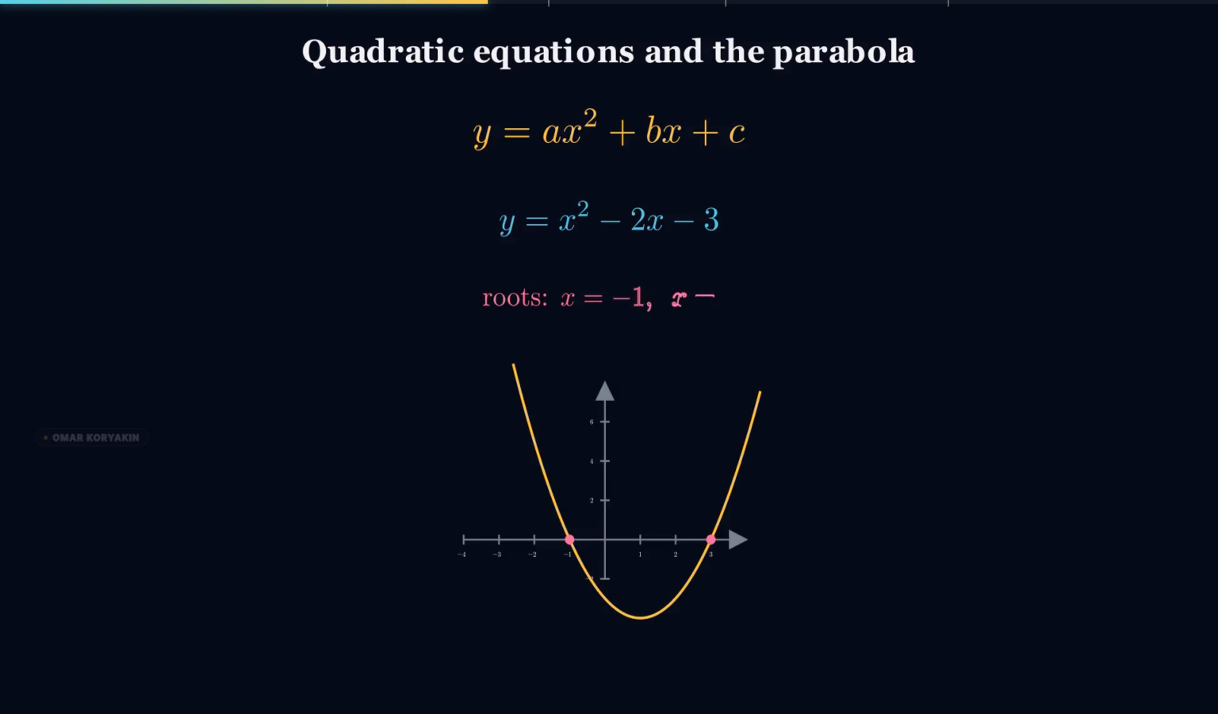Two real roots. Find the vertex. The x-coordinate of the vertex is negative b over 2a, which equals 1 in this case. Substitute back to find the y-coordinate. The axis of symmetry is the vertical line x equals 1, halfway between the two roots.